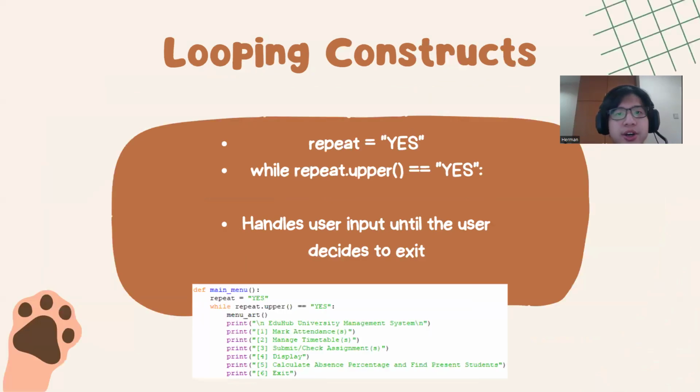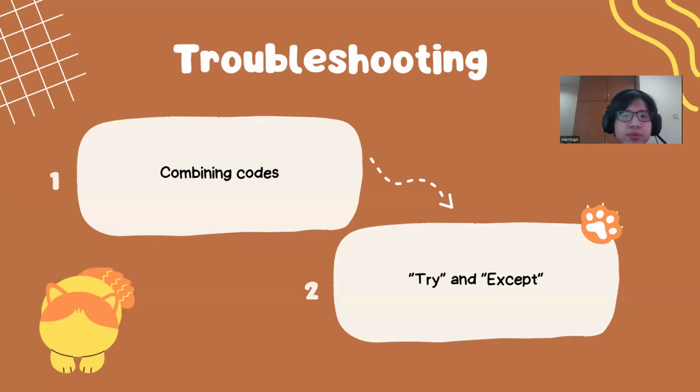And lastly, we have the looping constructs, where it basically handles user input until the user decides to exit. So for this system, we decided to use the while loop to ensure that the loop continues as long as the user wants to repeat the process. And again, you can see from the picture below, it's the code that we took out from our actual program.